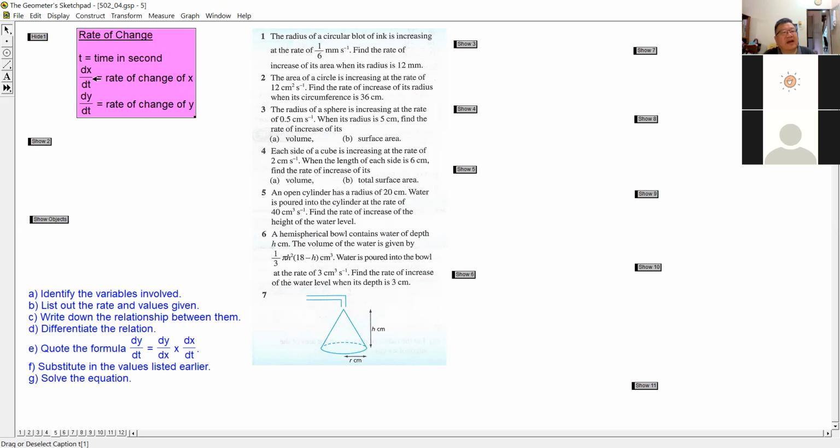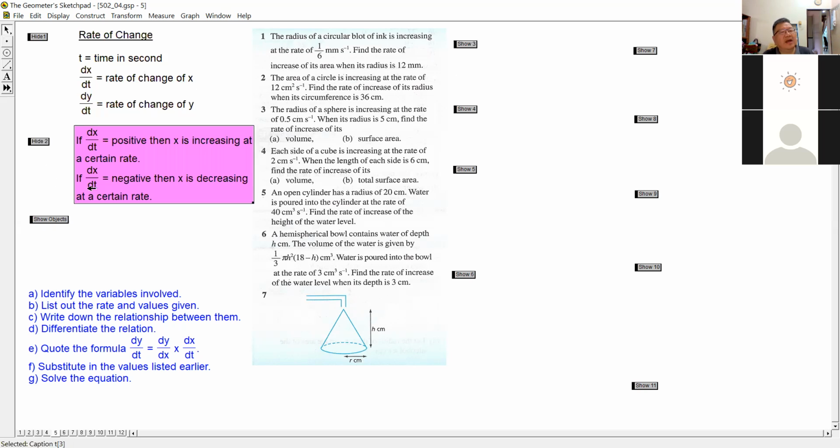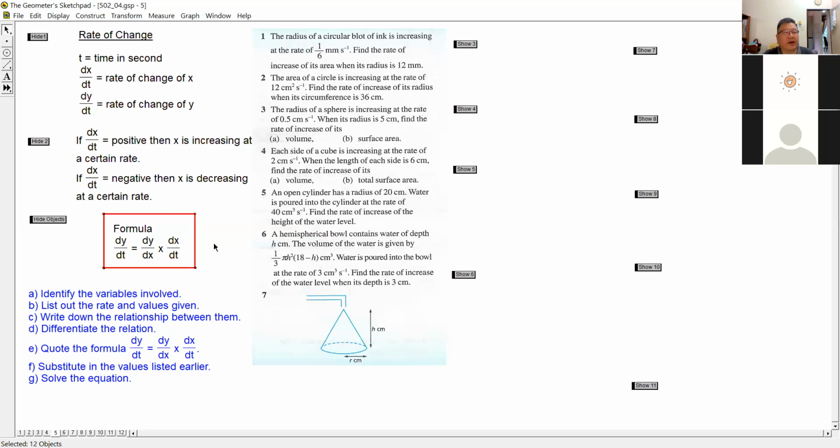t is the time in seconds, dx over dt is the rate of change of x, dy over dt is the rate of change of y. Okay, this one you know already. Then positive means increasing, negative means decreasing. And you should know the chain rule, right? So I repeat one more time the steps that you need to take to solve this type of application problem.